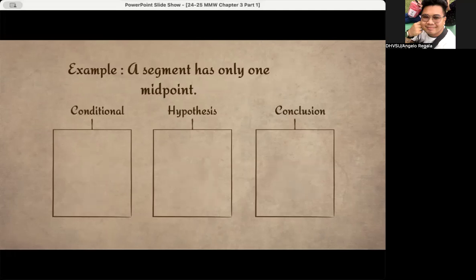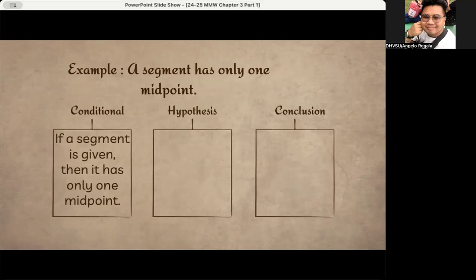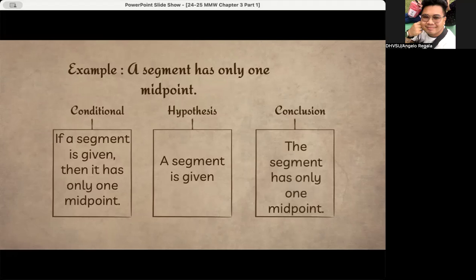Let's have the first one. A segment has only one midpoint. So kung gagawin natin siyang if-then statement: if a segment is given, then it has only one midpoint. So magiging hypothesis natin is a segment is given. And ang magiging conclusion natin is the segment has only one midpoint. So kumbaga in Tagalog, kung meron kang isang segment, then meron siyang midpoint or meron siyang gitna. Okay? So this is the first one.